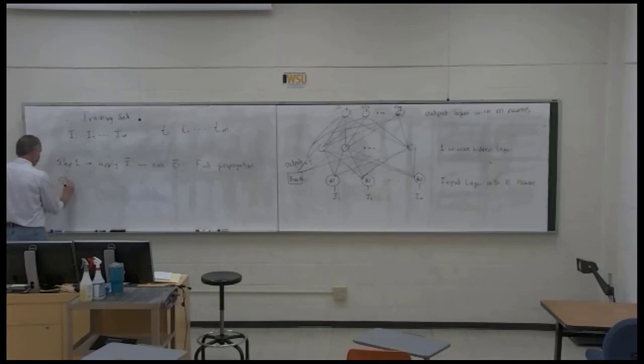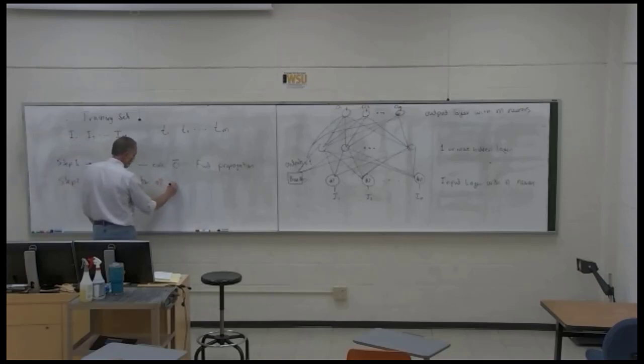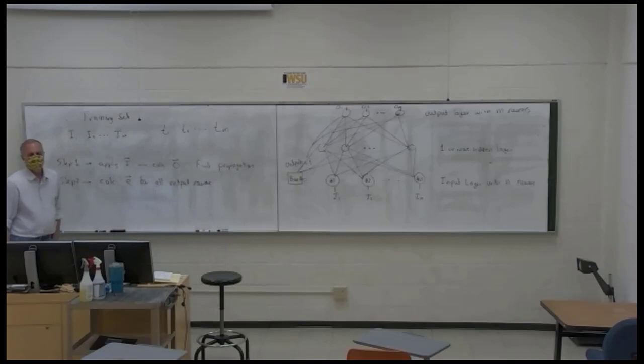Step 2, calculate errors. This is an error vector for all output neurons. And notice now we've expanded this to more than one output neuron. With the perceptron, the XOR data was just one output because that's what we were doing. But you can have more than one output, and you can calculate an error for each output. It's just O minus T.